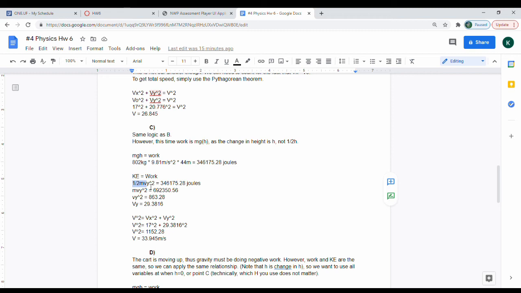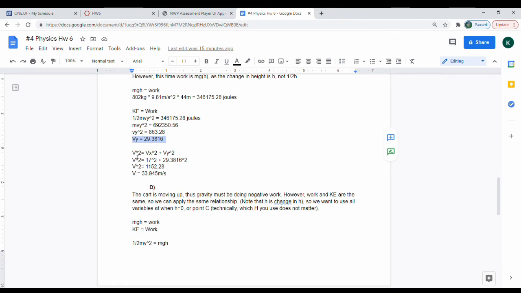1/2 m vy squared equals whatever your work is. Then we simplify it. We find vy. Then we take vy squared plus vx squared, which is just the initial velocity squared, equals your final velocity squared, and then you find the final velocity. Same process as B.